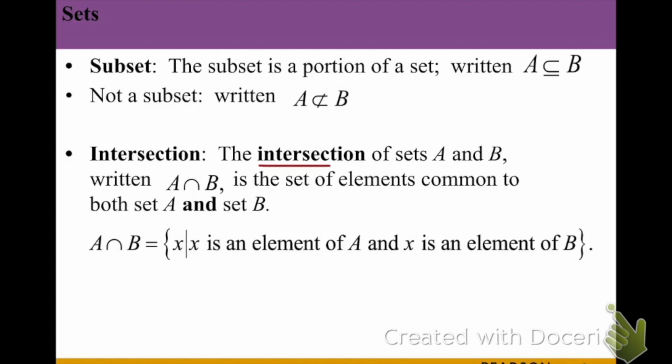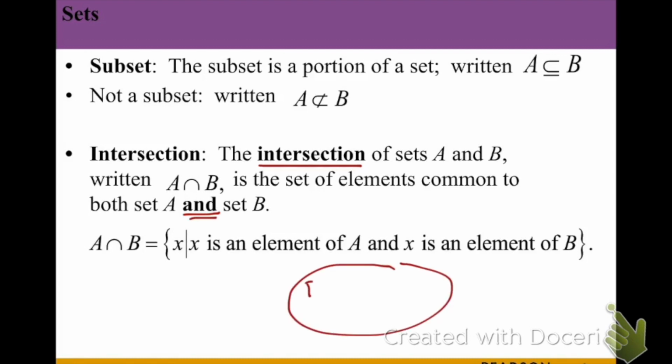Now, the intersection of two sets A and B is written as A, and then we have the upside down U, which stands for intersection, and B. It is the set of elements common to both sets A and B. Another way of thinking of that is that any element in the intersection must be contained in both set A and set B.